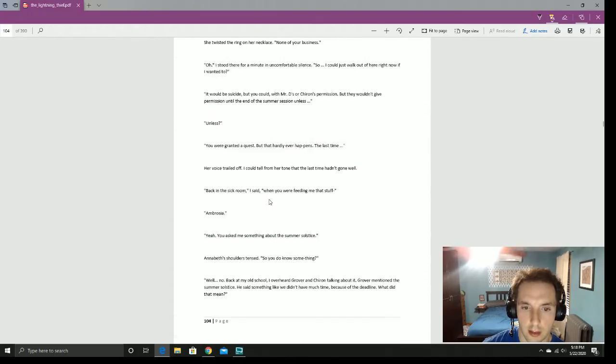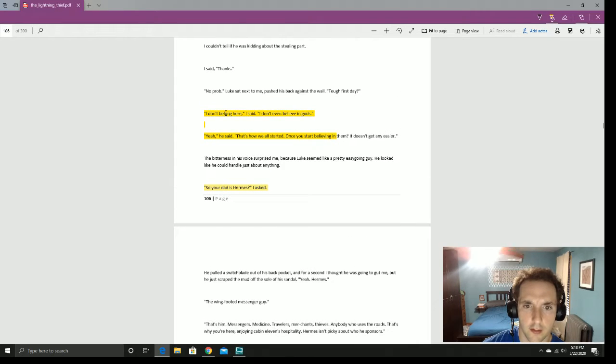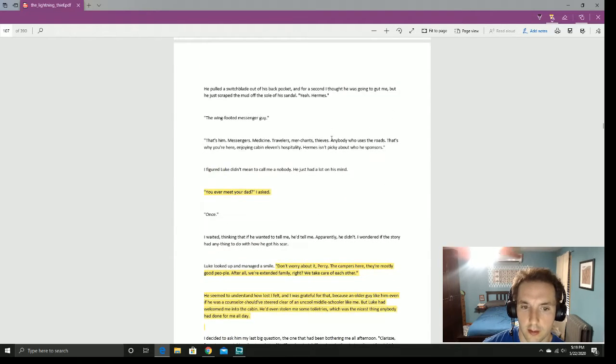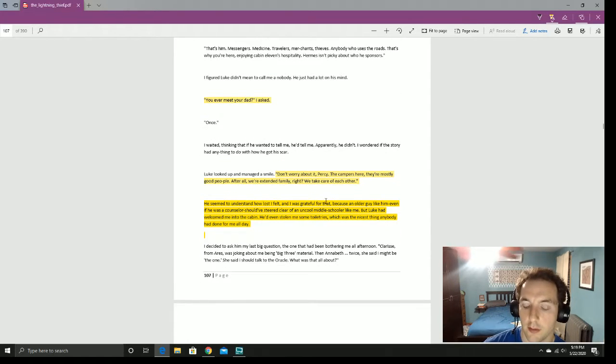Down here, again, we see Percy says, I don't belong here. I don't even believe in gods. And then Luke says, yeah, that's how we all started. Once you start believing in them, though. So he's saying that you'll get along there too. And it says right here, don't worry about it, Percy. The campers here, they're mostly good people. After all, we're extended family, right? We take care of each other.